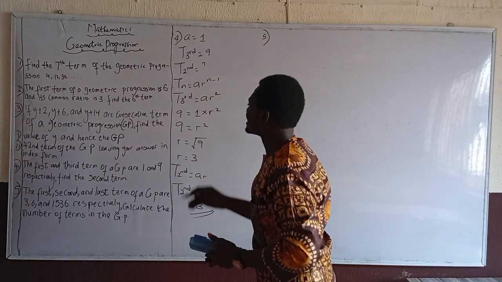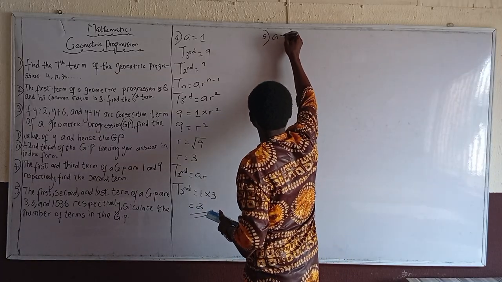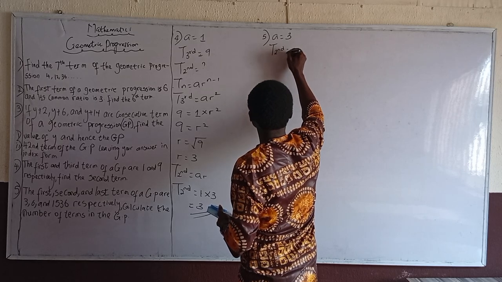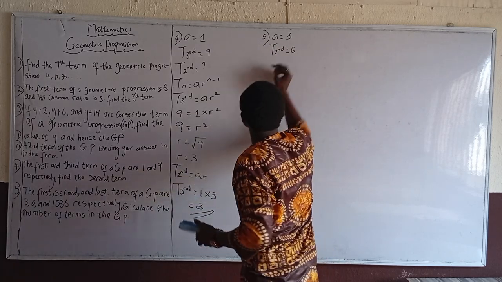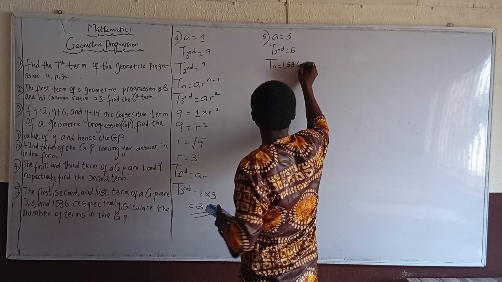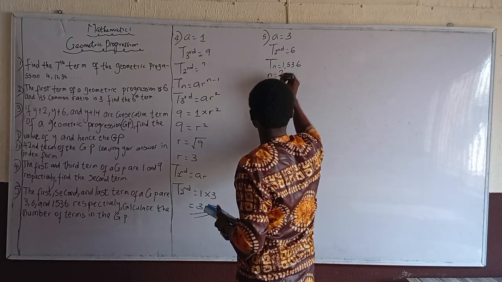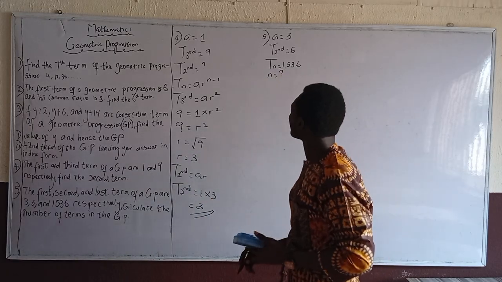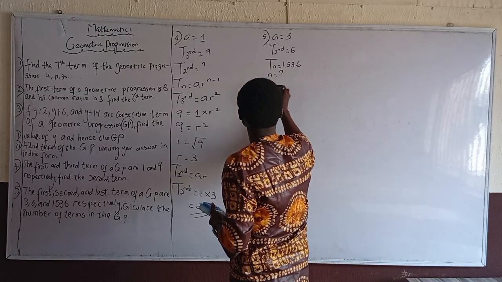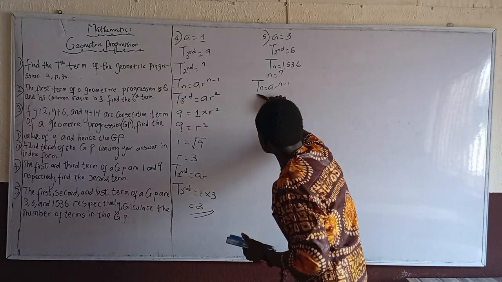Then question 5. The first, second and last term of a GP. First, A is 3. Second, T2 is 6. Last term, Tn is 1536. Calculate the number of terms. I'm looking for n of the GP, the number of terms. My Tn is AR raised to n minus 1. Now, my Tn has been given.